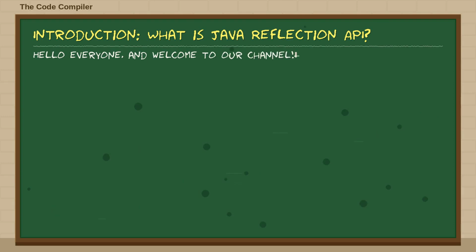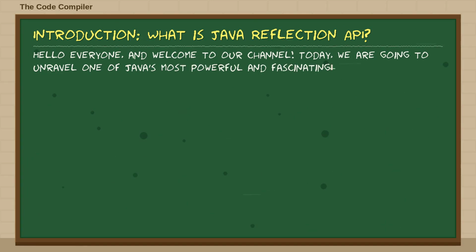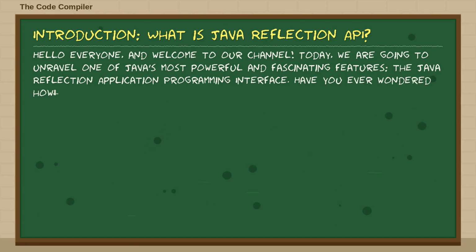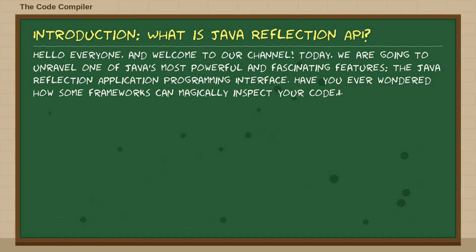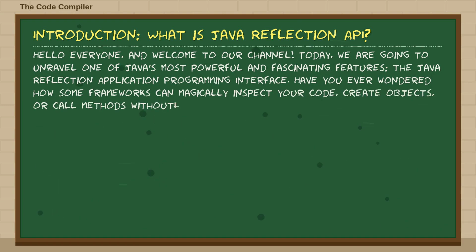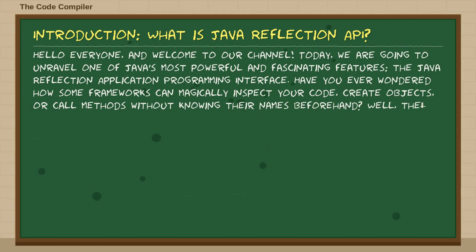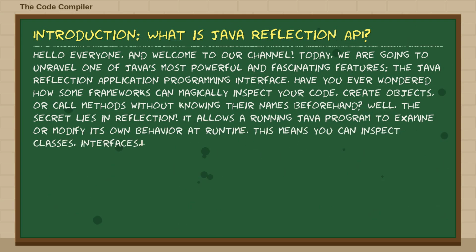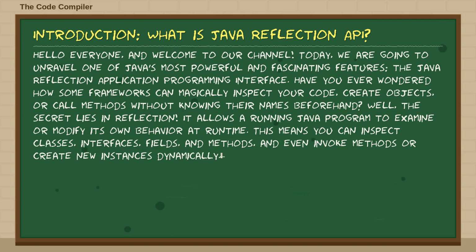Today, we are going to unravel one of Java's most powerful and fascinating features, the Java Reflection Application Programming Interface. Have you ever wondered how some frameworks can magically inspect your code, create objects, or call methods without knowing their names beforehand? Well, the secret lies in reflection. It allows a running Java program to examine or modify its own behavior at runtime. This means you can inspect classes, interfaces, fields, and methods, and even invoke methods or create new instances dynamically.